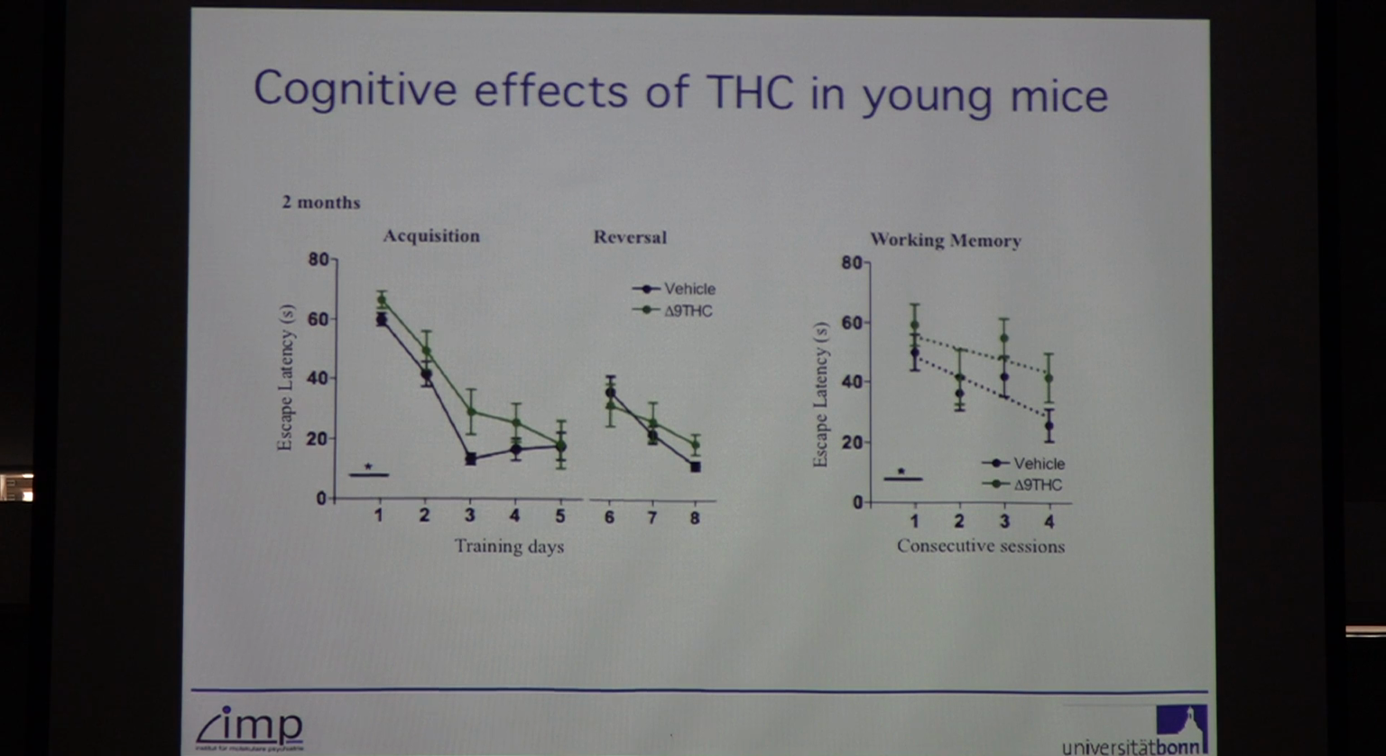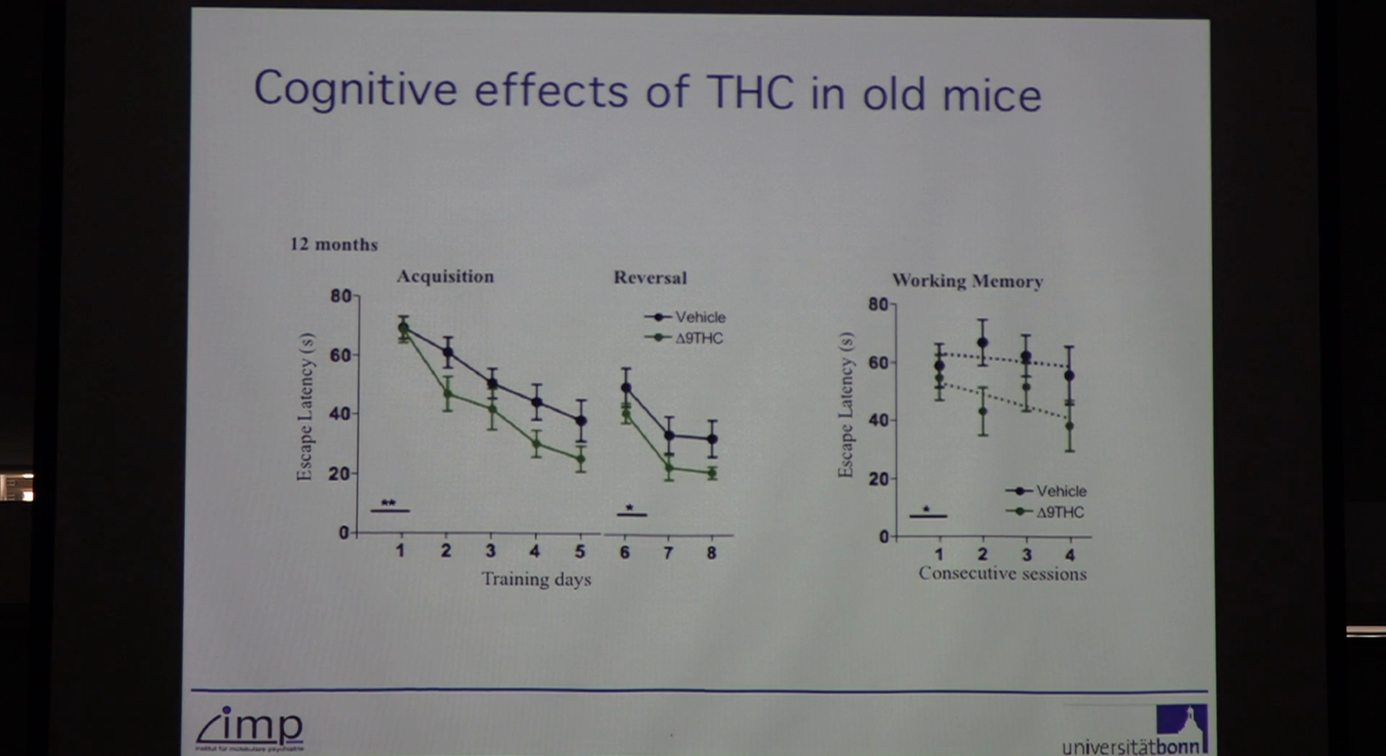When we do this with young animals, we see a small but significant detrimental effect in young mice. So if we elevate CB1 signaling in the animals, it has negative cognitive effects, even with this low dose of cannabis. In the acquisition phase, not in the reversal phase, but also we performed the working memory Morris water maze test, and also in the working memory performance we see an impairment.